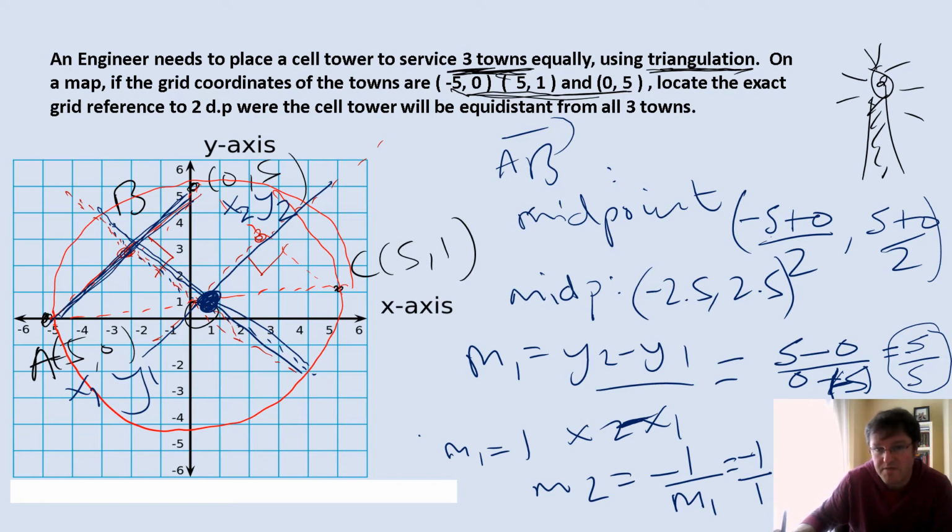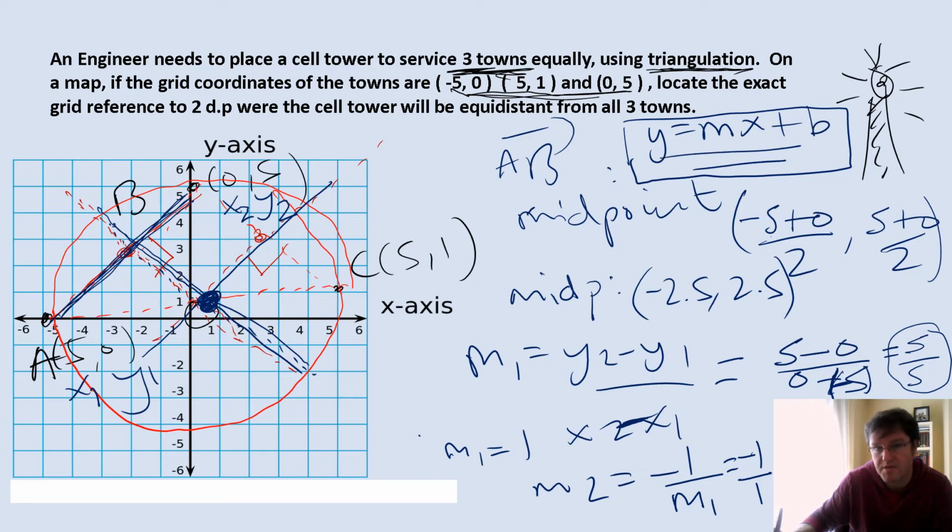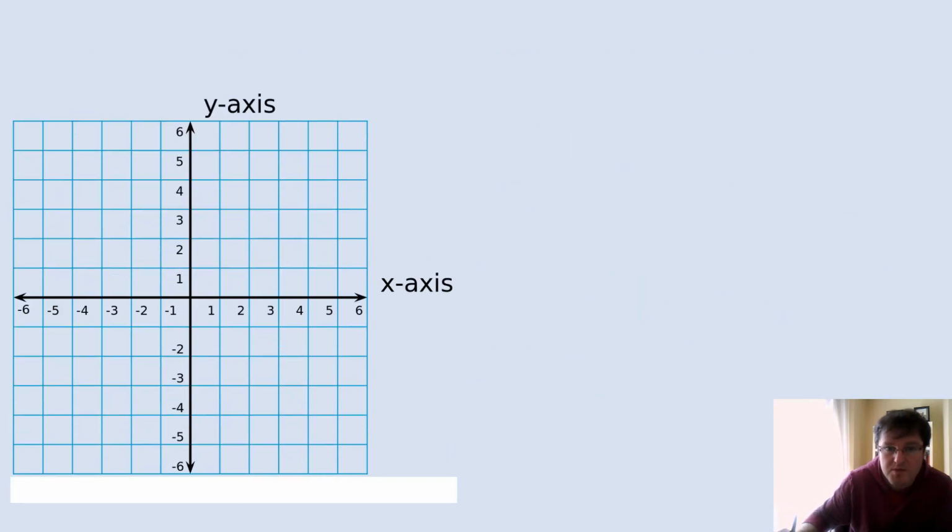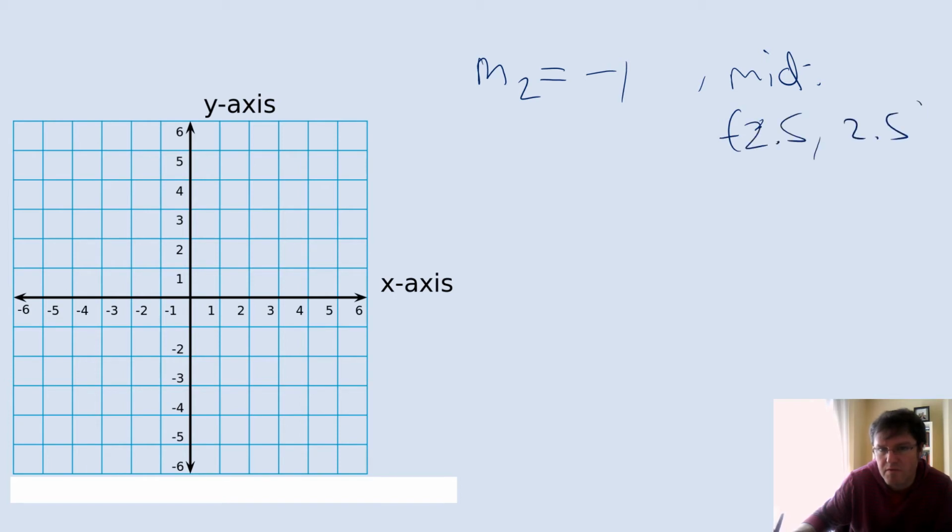So the equation of the line that we're trying to find, we just need to sub in our values into this equation here. Let's just go to the next slide and do that. Okay, so what did we say? We said the slope that we're using is minus 1, right? The midpoint was minus 2.5, 2.5. So I'm going to use that as the x, y values.